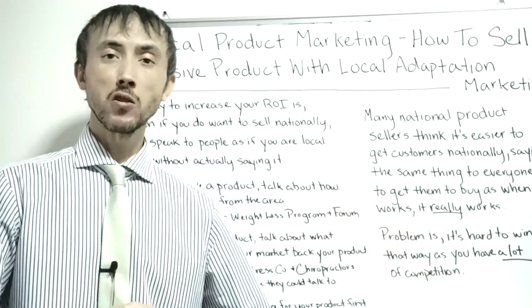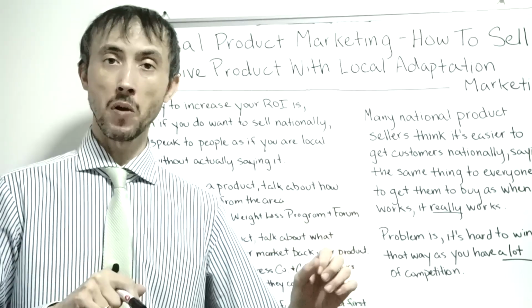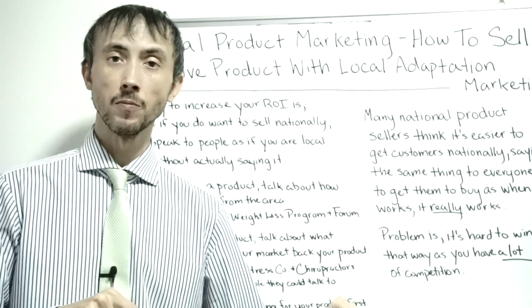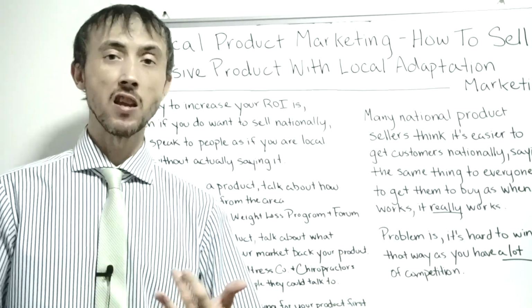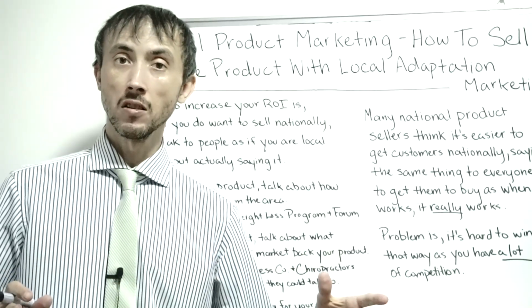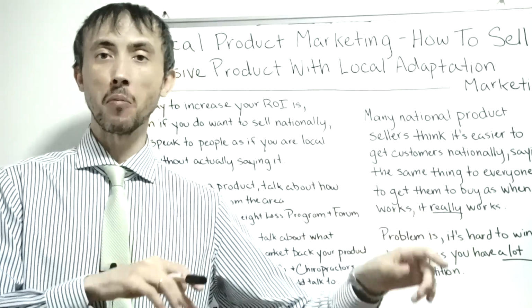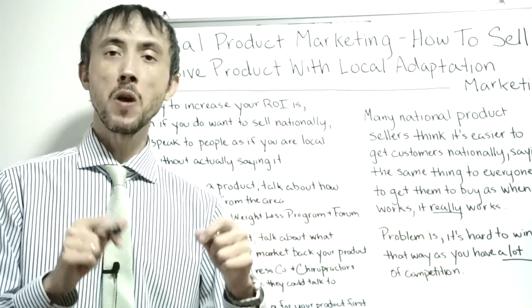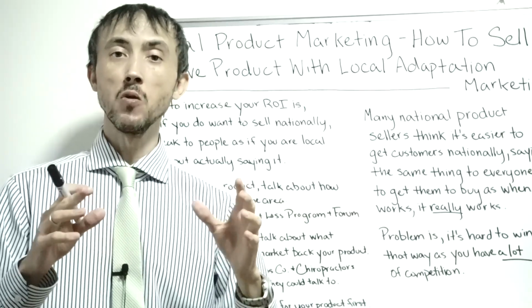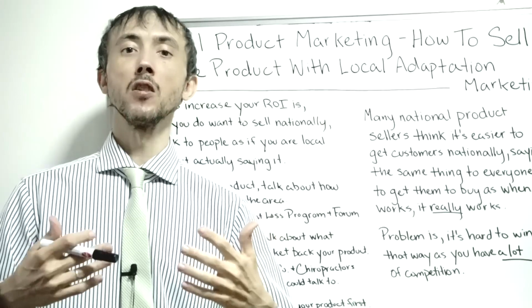If you want to put in a little extra work and get more ROAS or ROI from your campaigns that you're running online to sell a product, whether that be a mattress, a tennis racket, whatever you're selling, and you're not a local business, you can make more money from selling that product nationally by speaking to people as if you kind of are a local company to people in a local market.